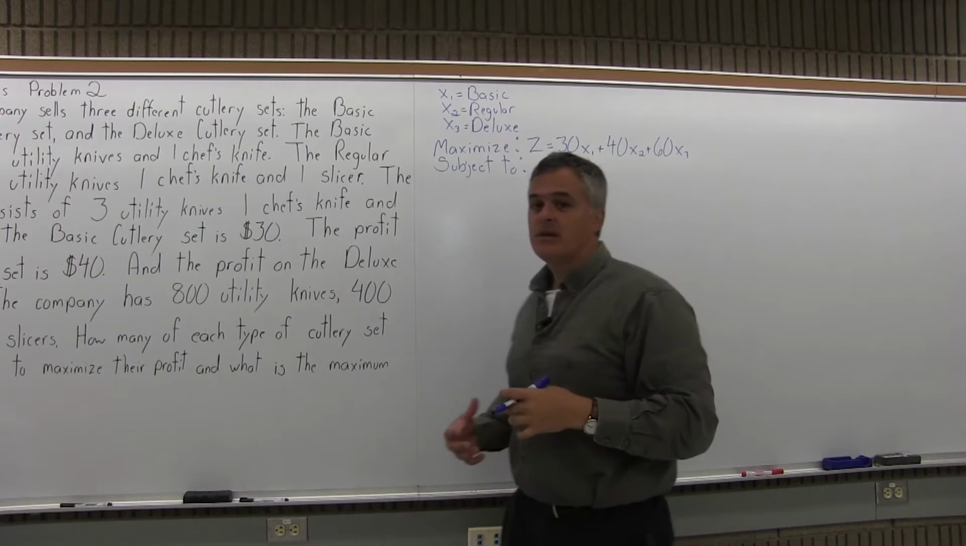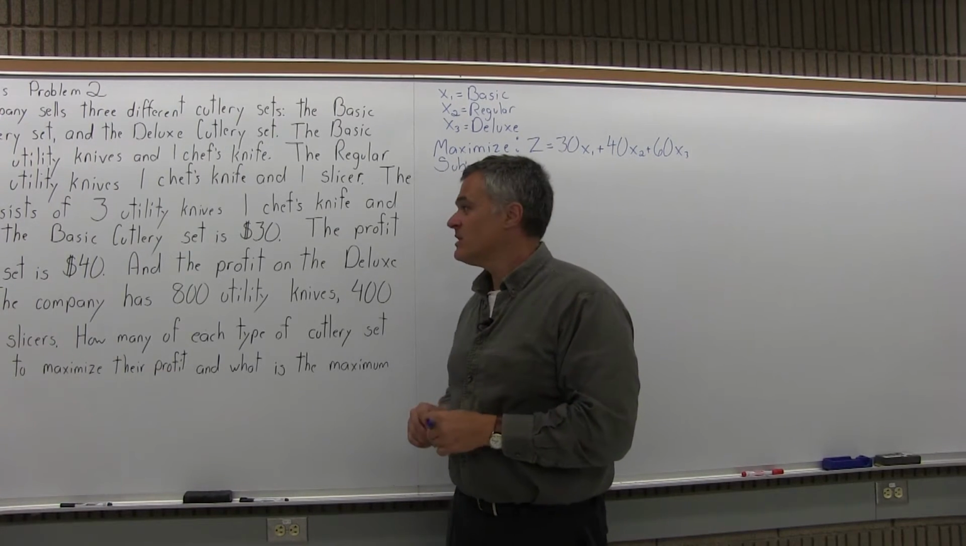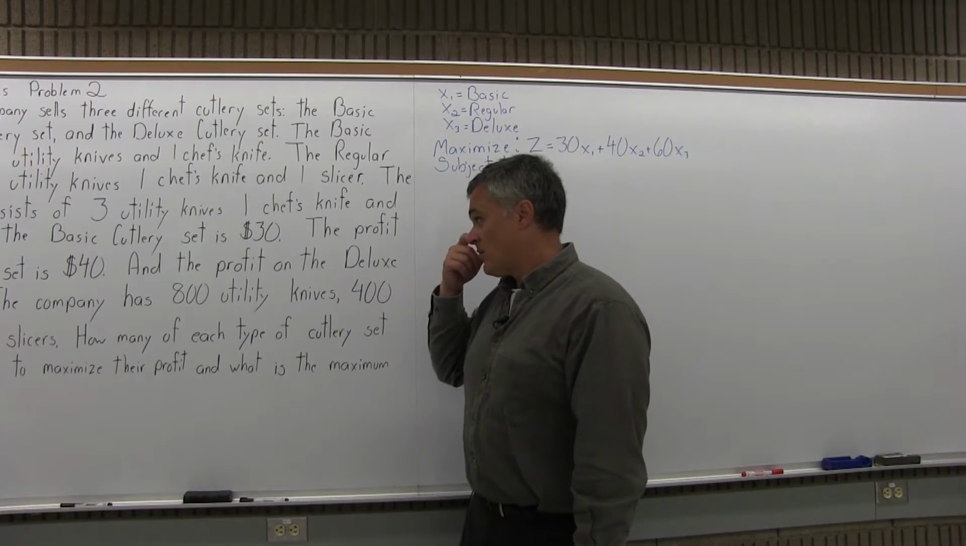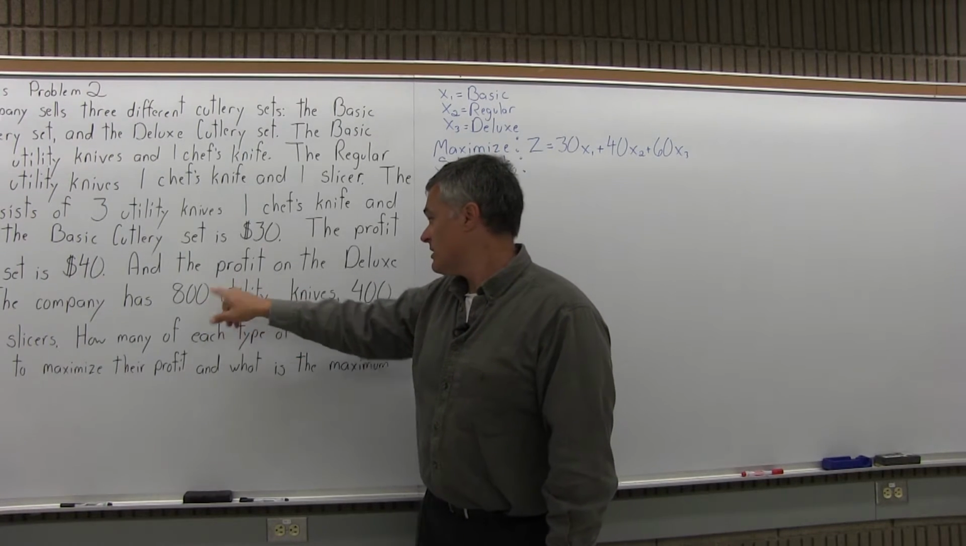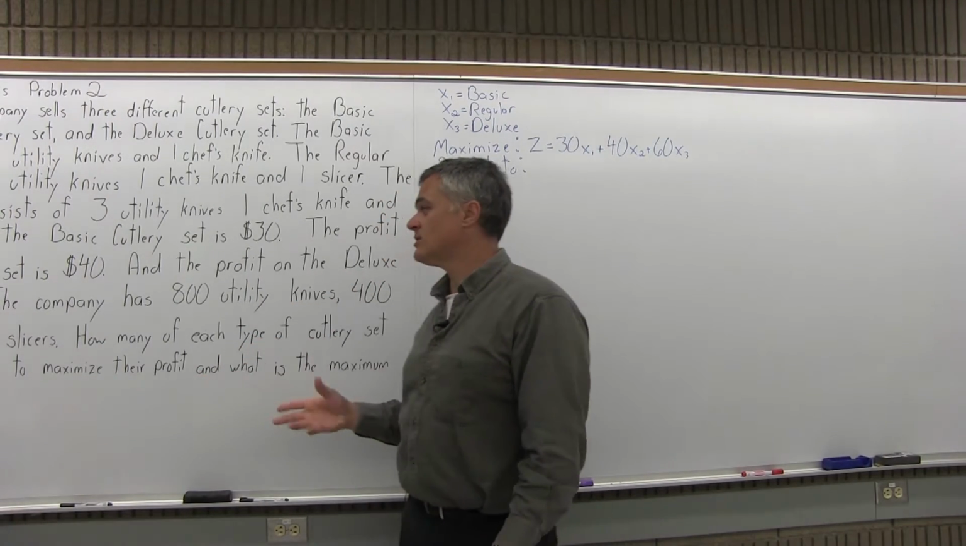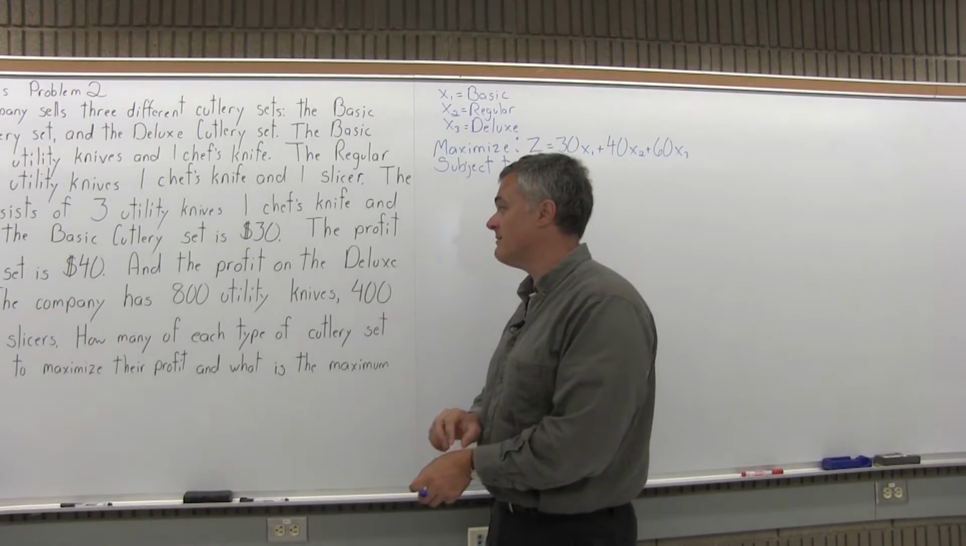And now what's going to limit how many of each type of set we can assemble is how many of the different knives are available. So altogether, the company has 800 utility knives, 400 chef's knives, and 200 slicers. That's what's going to determine how many of each type of set can be made.